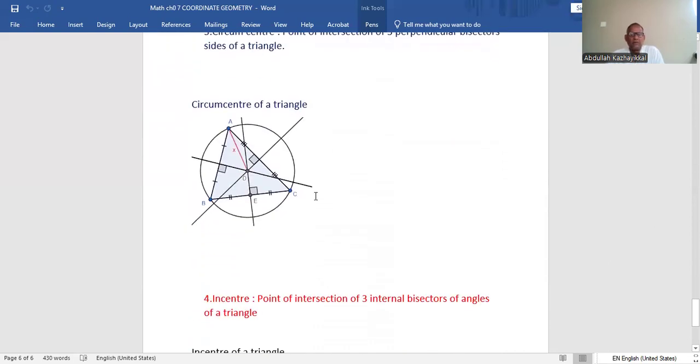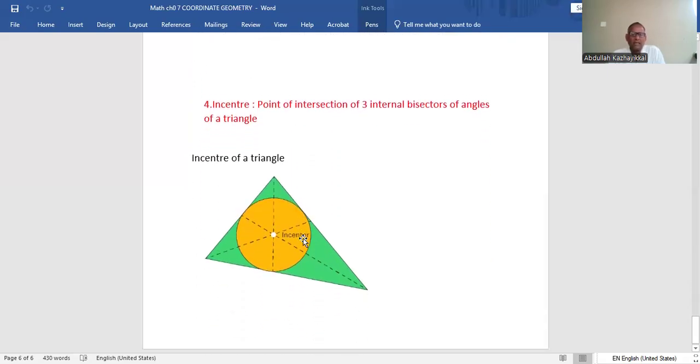Again, circumcenter of a circle. Listen here. Here, what we can see? Circumcenter is the point of intersection of the perpendicular bisectors. We can see three perpendicular bisectors inside. That is the circumcenter. We can draw a circle through the vertices, outside the triangle.